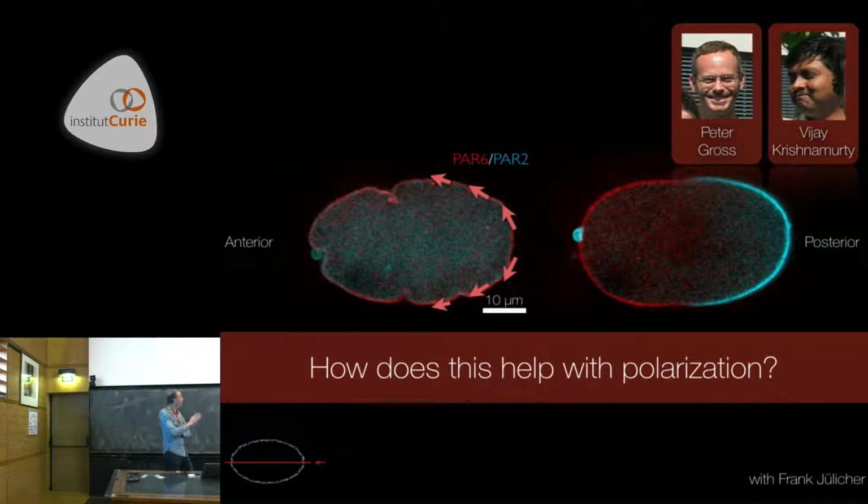Okay. So how does this now all help with polarization? And what I'll tell you about now is the work from two fantastic postdocs in the lab, Peter Gross and Vijay. And Vijay is already off to India and has started his own group here. So an experimentalist and a theorist that have worked together. So how does this now help with polarization?